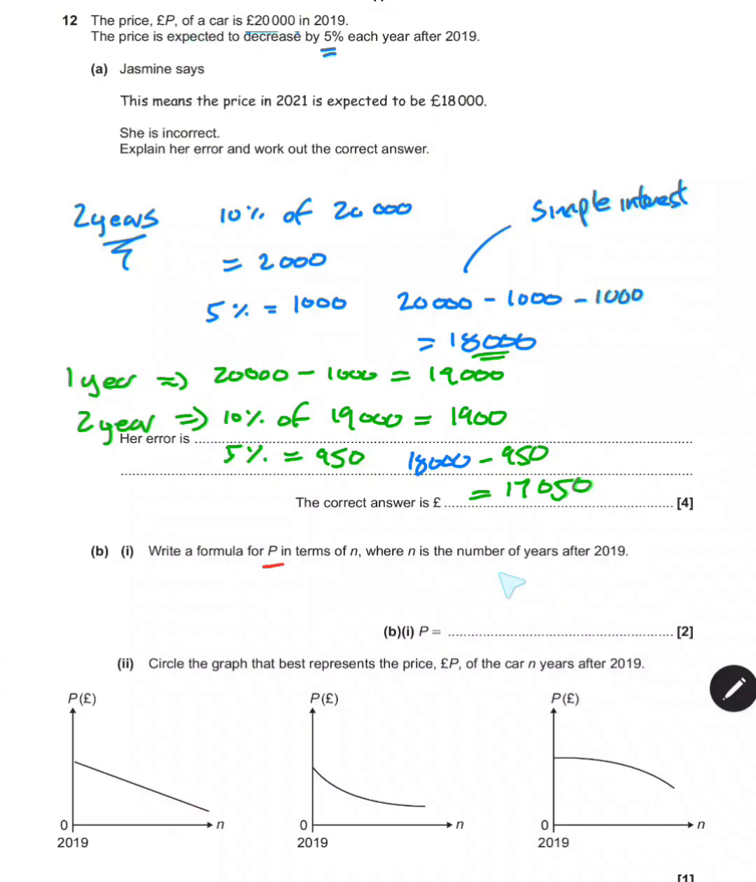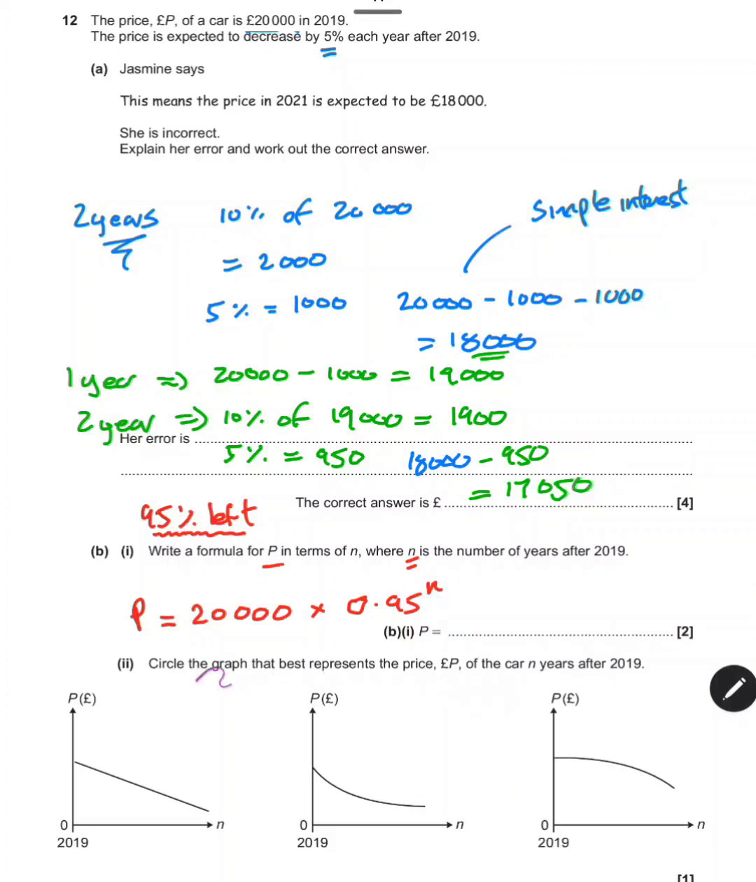where N is the number of years. Well, this is just your compound interest formula. So the price of the car is going to be the £20,000 that we start with, and we're going to multiply it by something. Now, if we're removing 5%, that means there's 95% left. And in order to find 95%, you'll multiply by 0.95. And we're told to do this for n number of years. So we're going to raise to the power of n.